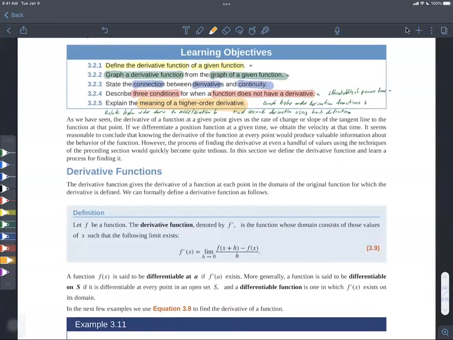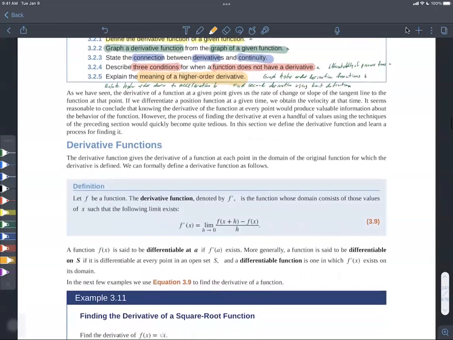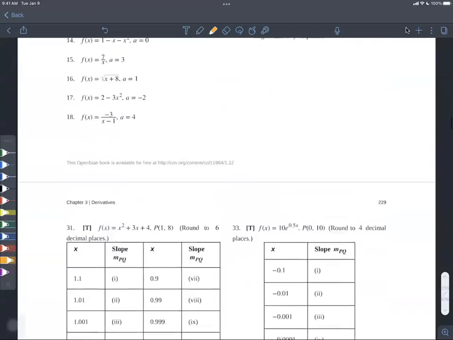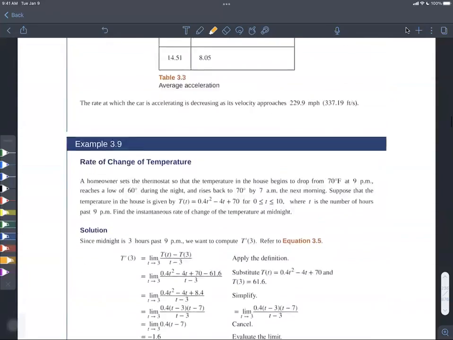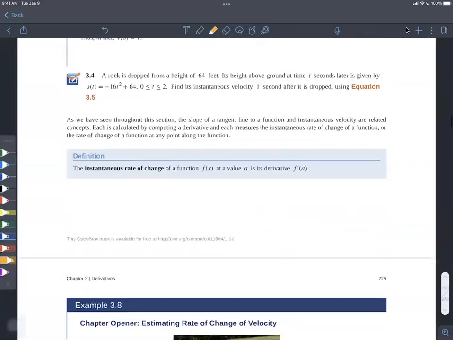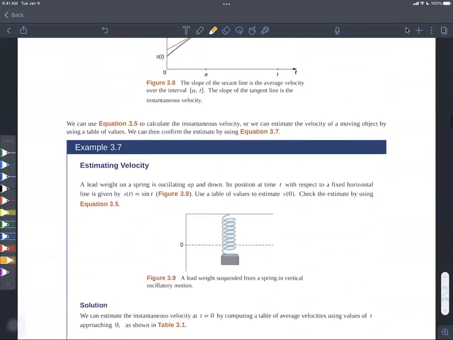Derivative functions. The derivative function gives the derivative of a function at each point in the domain of the original function for which the derivative is defined. We can formally define a derivative function as follows. And so basically what we're doing here, before we actually go into the definition, we're defining the derivative function because in section 3.1, we were finding the derivative of a function at a specific value.